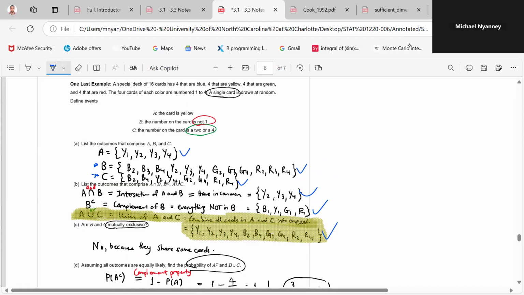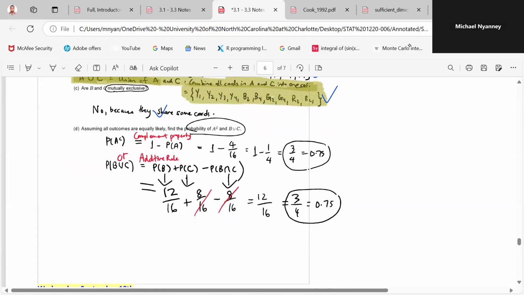So what elements can we find in B as well as in C? Do we have such? Yes, because we can have B2. So that alone means that indeed they are not mutually exclusive. So the answer is no, because they share some cars in common. Therefore they are not mutually exclusive.